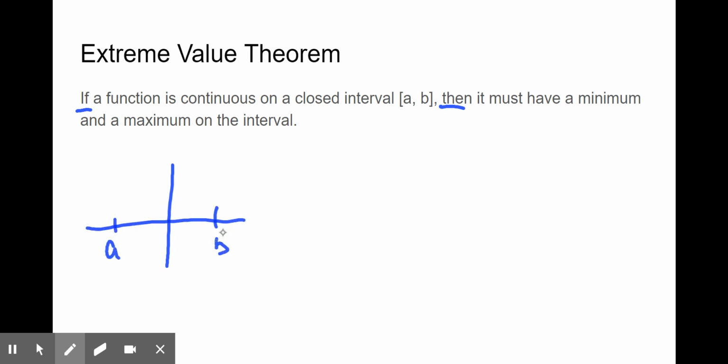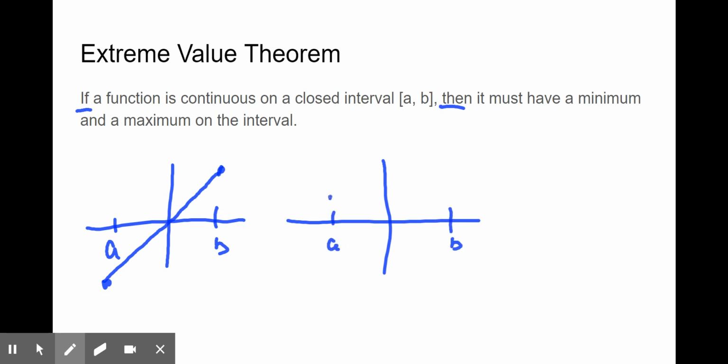Here's a closed interval, A, B. There's something that's continuous. This does have a min and max. It has an absolute min at A. It has an absolute max at B, right? There's no relative mins or relative maxes. It just has an absolute min and an absolute max, okay? It's guaranteed to have an absolute min and an absolute max somewhere.